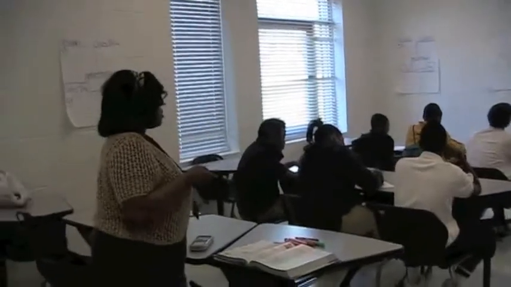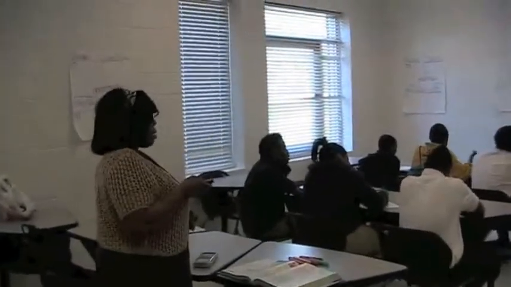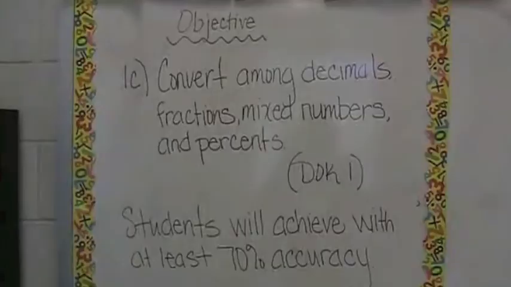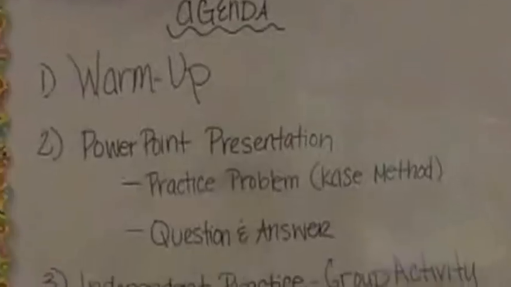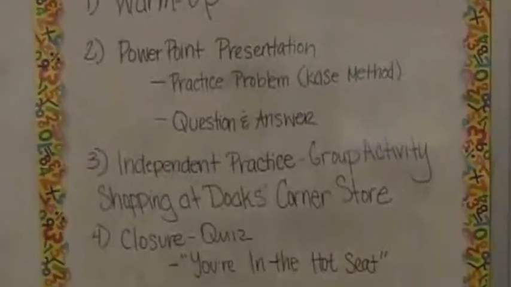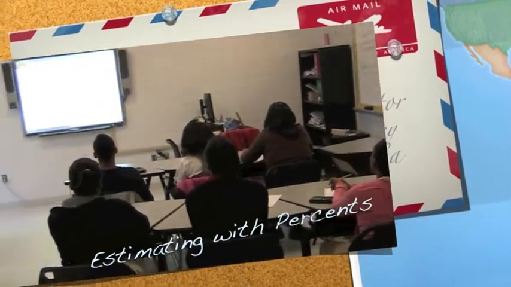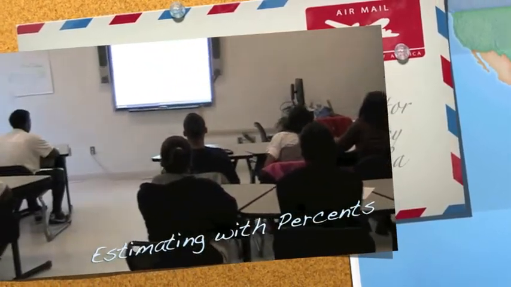Today class, we will learn to estimate with percent. And our objective, which is on the board, is convert among decimals, fractions, mixed numbers, and percent. And you should achieve this with at least 70% accuracy. Your agenda is on the board for today as usual. So we're going to be doing what today? Estimate with percent. Learn to estimate with percent.